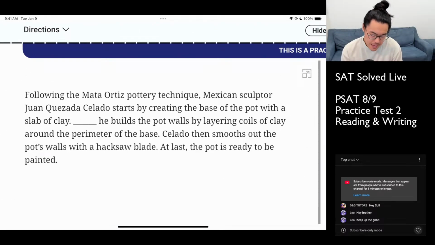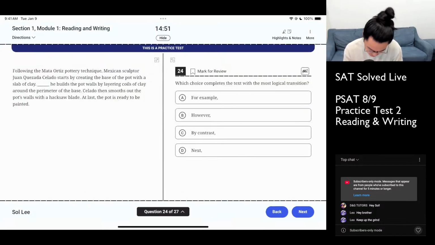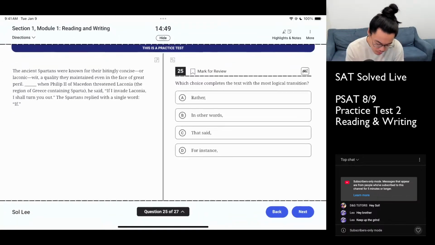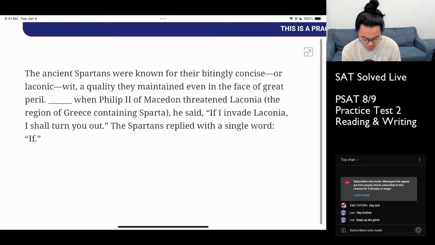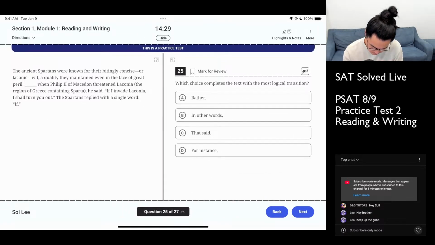Okay. Mata Ortiz pottery technique. He starts by doing so, this is probably a process. Then he builds the pot walls. At last, it's ready. So next, he builds the pot walls. That was a process. "Bitingly concise or laconic wit, a quality they maintained. For example," I'm guessing, he said, "If I invade Laconia, I shall turn you out." Okay. To illustrate, for example.